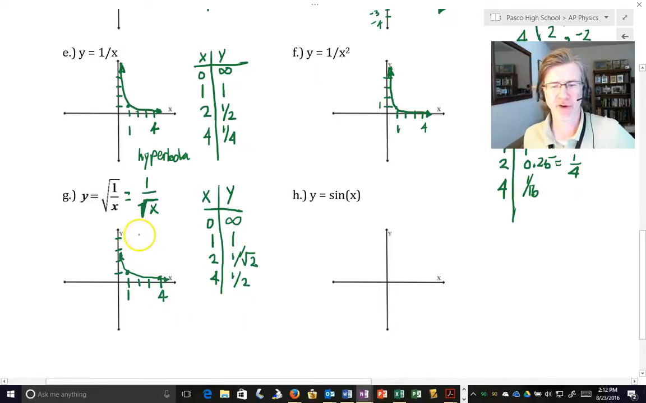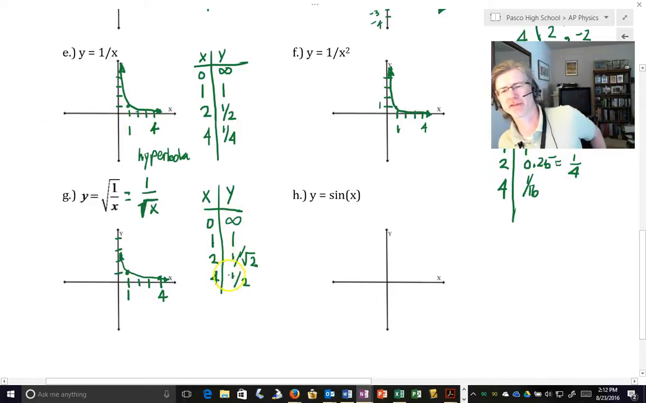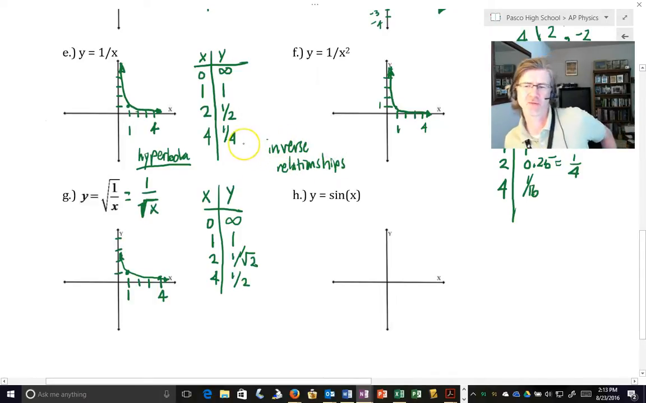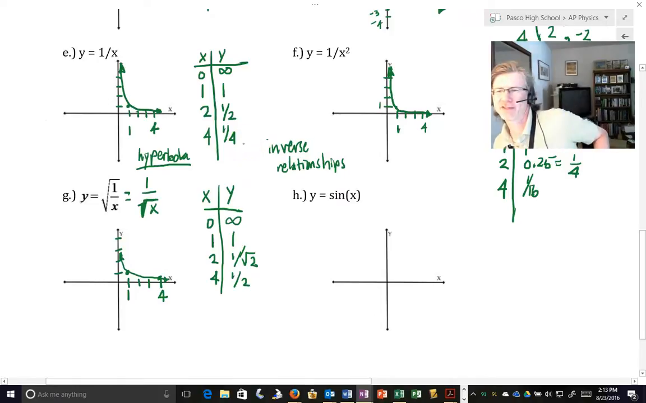So that's the graph of y equals 1 over the square root of x. Notice that the shape of these are all basically hyperbolic or inverse relationships between y and x. So the two words are hyperbola or inverse relationships. We say inverse because as x goes up, y goes down, or as y goes up, x goes down.